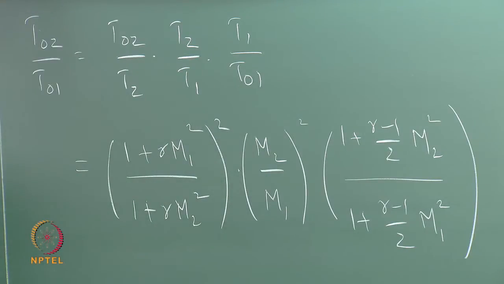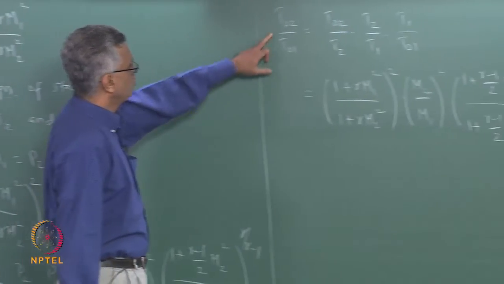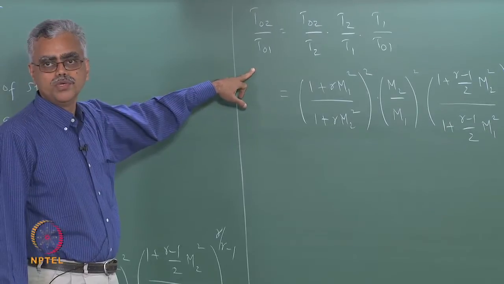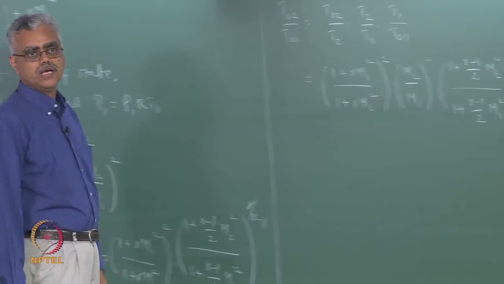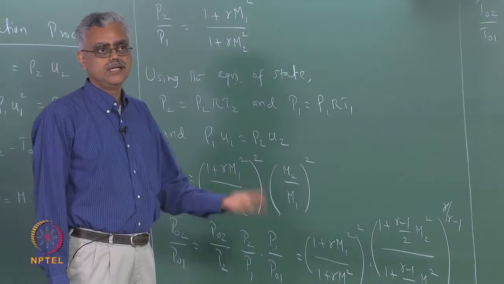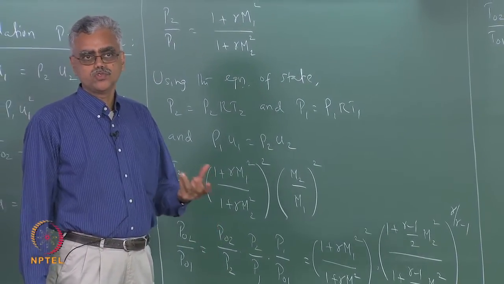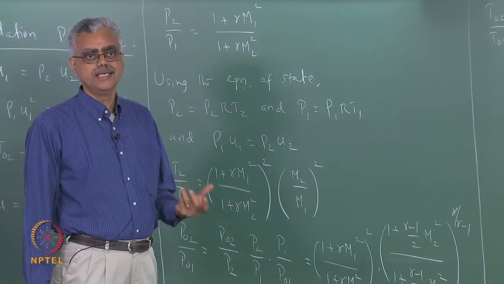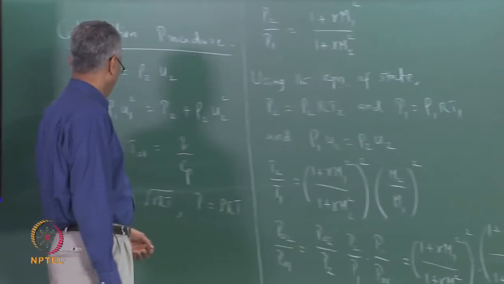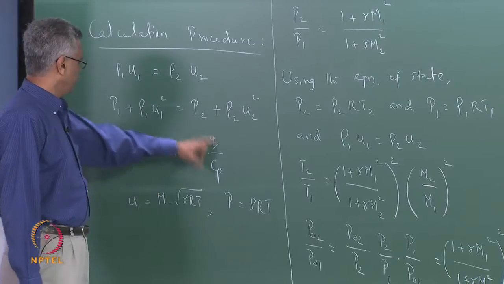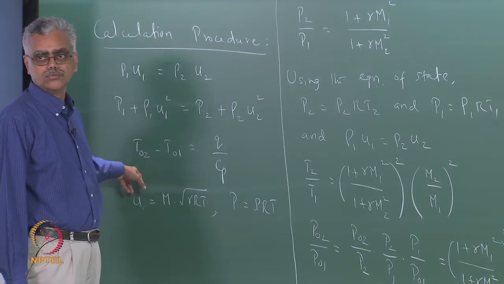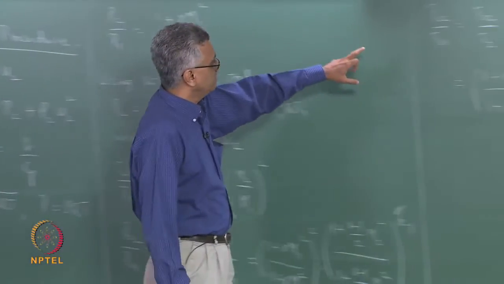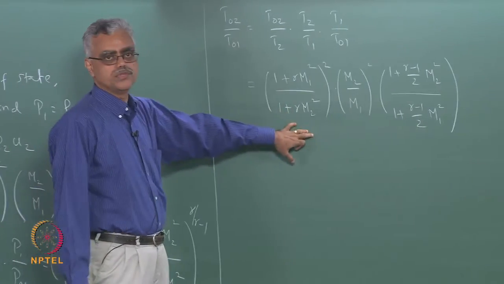So now, if I look at these expressions, notice that T02 over T01 is known to me because we have specified Q for the problem. Remember, we are looking at flow with heat addition in a duct. So the inlet state is specified. We have also specified the amount of heat that is being added, right? So Q is known to me. So T01 is known to me. So that means T02 is known, which means that I can actually calculate M2 from this.